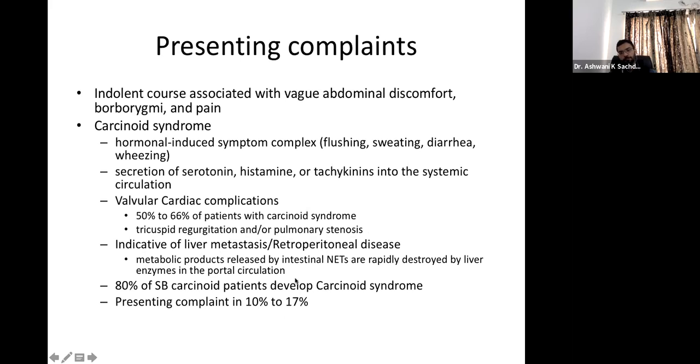So usually if tumor secretes serotonin, it enters the portal circulation and it is metabolized by the liver. So those tumors which have already developed metastasis into the liver, or they have already invaded the structure which has systemic circulation, in those cases, tumor will directly reach the systemic circulation and it will not be destroyed by the liver enzymes in the portal circulation, thus producing the carcinoid syndrome. So 80% of small bowel carcinoid, they present with carcinoid syndrome, and it is the presenting complaint in only 10 to 17%.